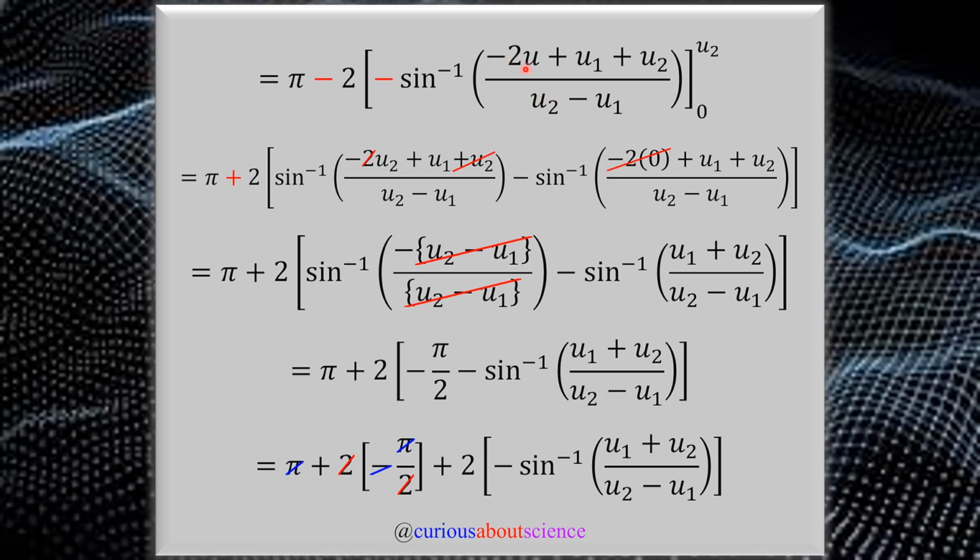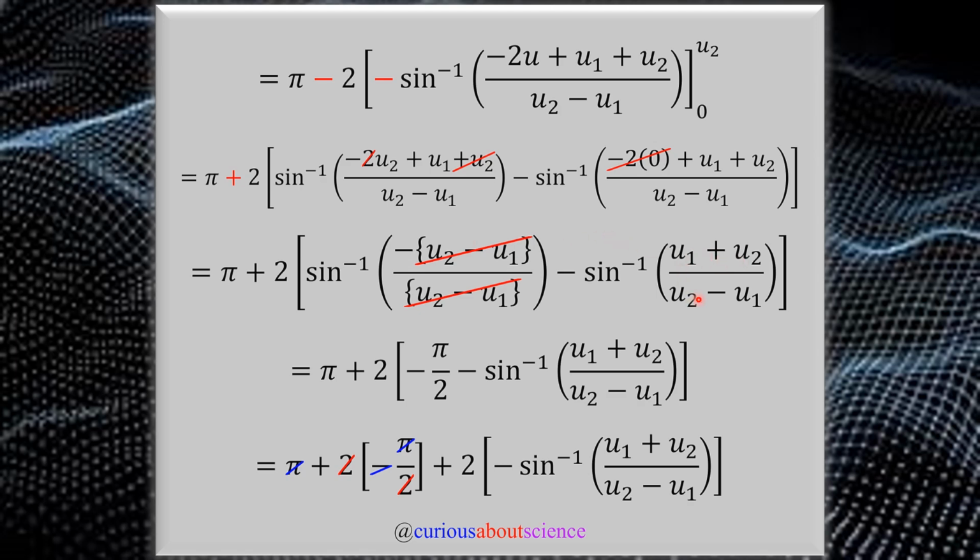But this gives us negative 2u plus u1 plus u2 over u2 minus u1. And of course, it's a minus outside, so the negative from the angle summation turns to a positive. And then now we have to evaluate at the bounds. So plugging in u2, one of these factors cancels with that. That 2 goes away. And then we see that we're left with a negative u2 plus u1. So we could factor out a negative, and that gives us u2 minus u1, but that's the same as what we had in the denominator, so they cancel.